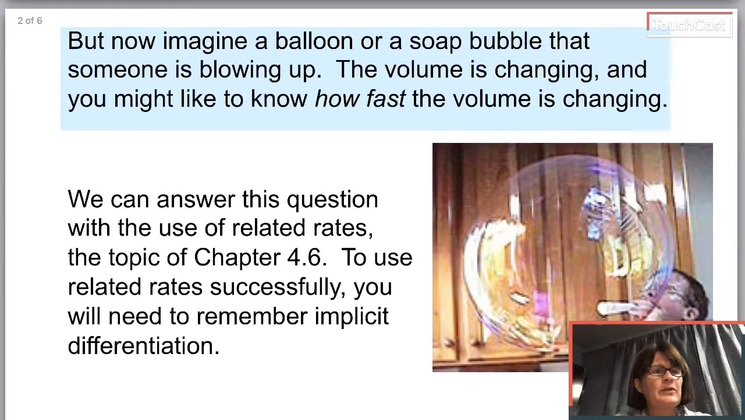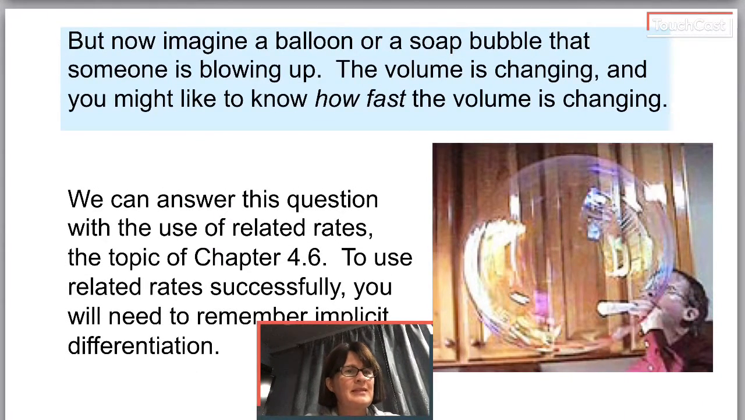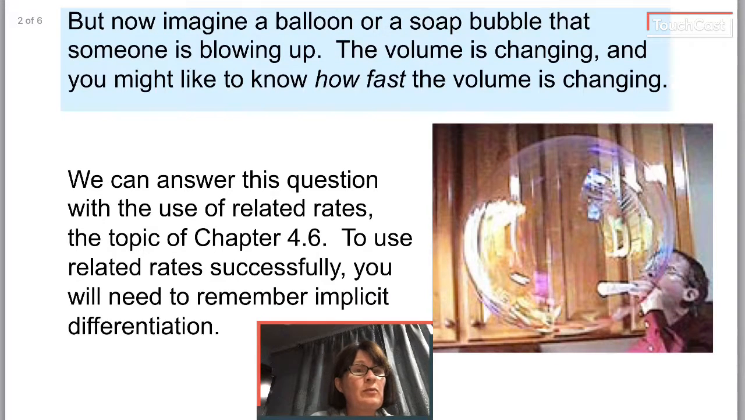So imagine somebody's blowing up a soap bubble or blowing up a balloon. You think about the volume: it's getting bigger because the balloon or the bubble is getting bigger, so the volume must be increasing. You might like to know how fast that volume is changing, and we can answer that question using related rates.